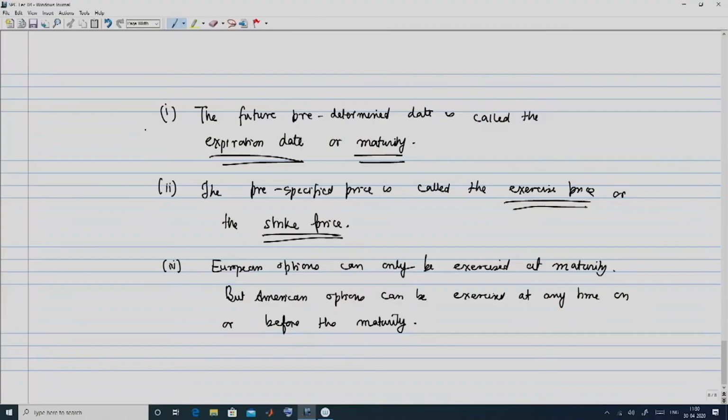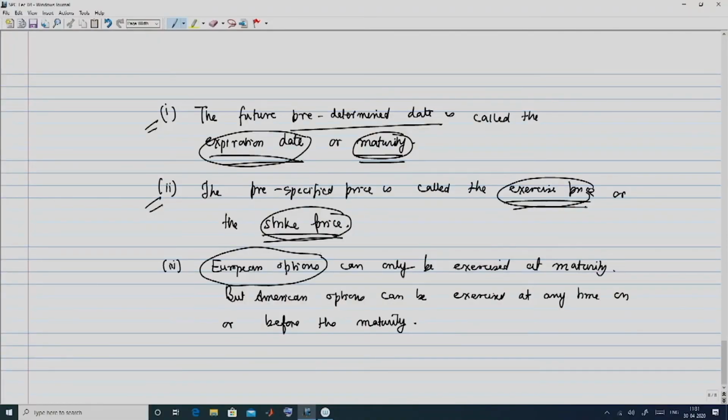So, first I talked about this future predetermined date, and we call this the expiration date or maturity, and the future pre-specified price we call the exercise price or the strike price. And I have said that the option can be executed or the transaction can happen any time on or before this future date, which I have called the expiration date or maturity. If the contract is such that the purchase or sale of the underlying asset can take place only at the maturity and not any time before it, then we call it a European option. But on the other hand, if the option has the flexibility that it can be exercised and the purchase and sale can take place at any point, either at expiration or maturity or any time before it, such more flexible options are what are known as American options.